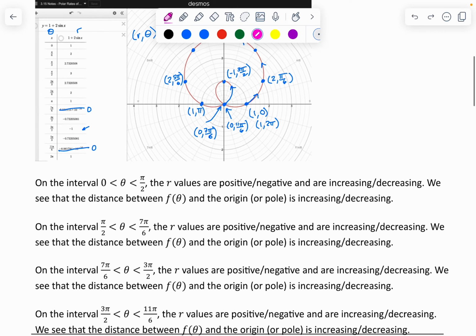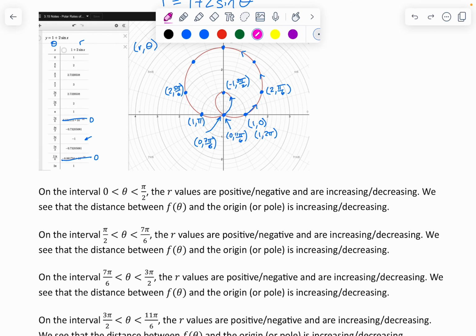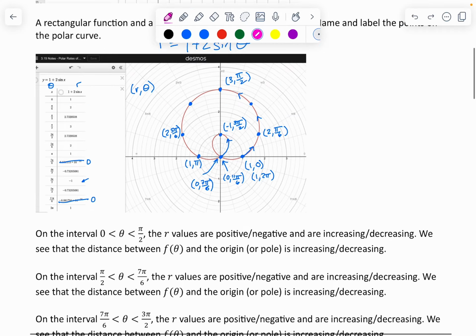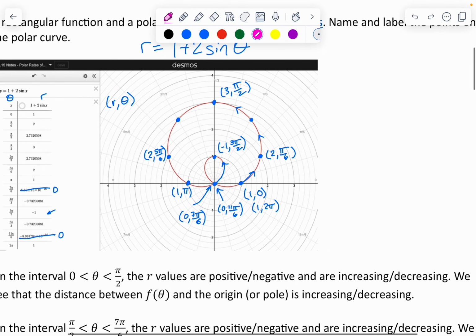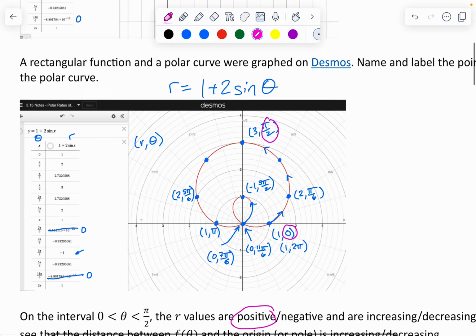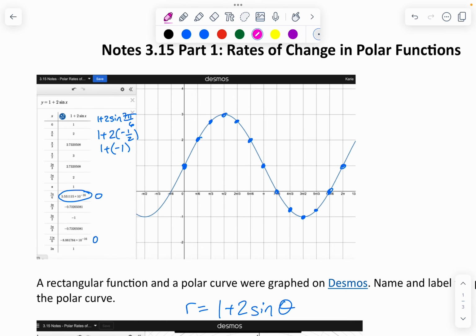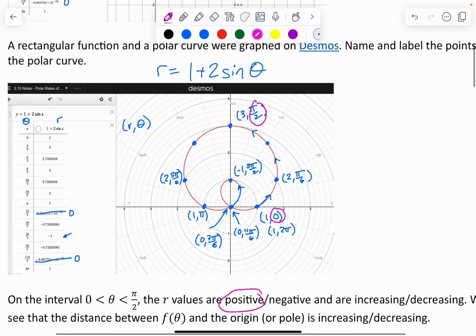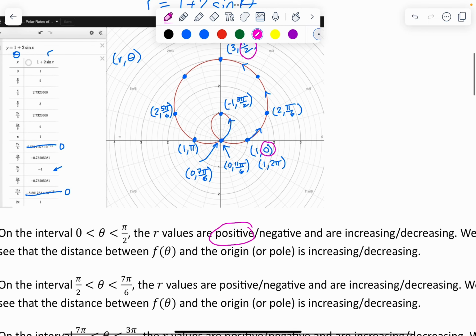So then it says on the interval from 0 to pi over 2, the R values are, okay, from 0 to pi over 2. So I'm looking at theta values from 0 to pi over 2. All of my radii were positive. So we can see that here, but we can also look back here, from 0 to pi over 2 is here. So that's this piece of the curve. And maybe we can see more clearly that the R values are positive and increasing.